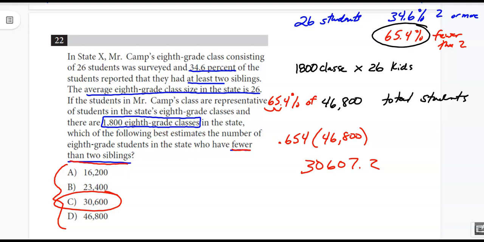Now I bet they want you to screw up and pick A, because if you picked A, you were using this number for 2 or more, but they kind of switched it down here at the bottom. So be very careful. They tend to do stuff like that to try to trip you up.